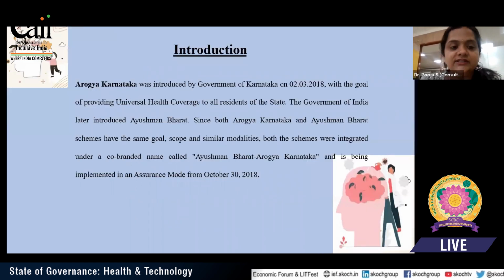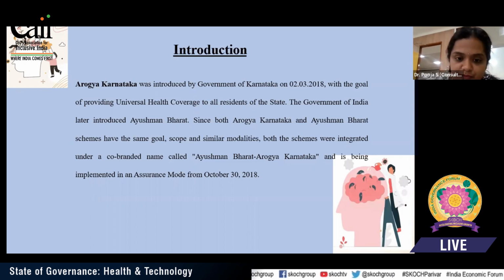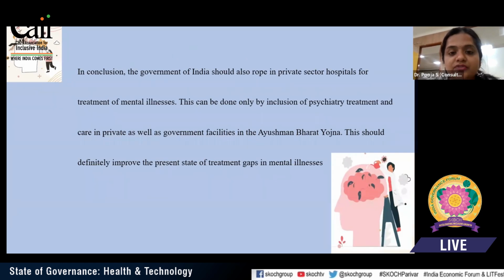Coming to the introduction, Arogya Karnataka was introduced by the Government of Karnataka on 2nd March 2018 with the goal of providing universal health coverage to all residents of the state. The Government of India later introduced Ayushman Bharat. Since both Arogya Karnataka and Ayushman Bharat schemes have the same goal, scope, and similar modalities, both the schemes were integrated under a co-branded name called Ayushman Bharat Arogya Karnataka, and it has been implemented in assurance mode from October 30th, 2018.